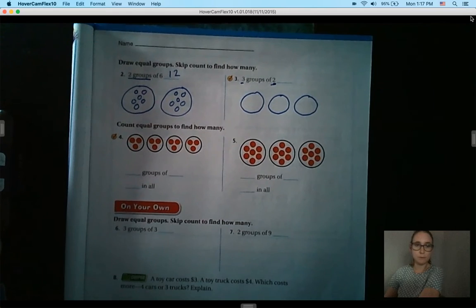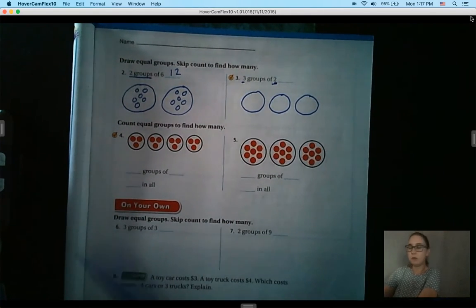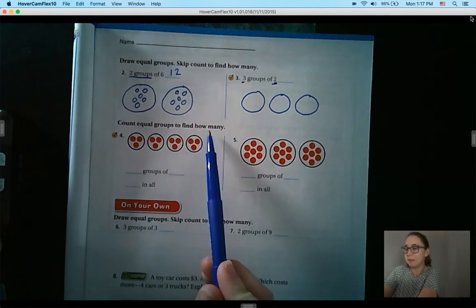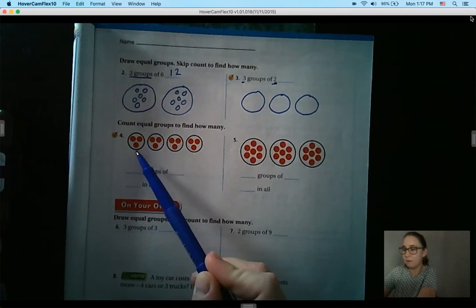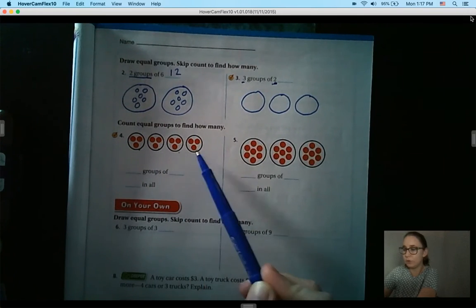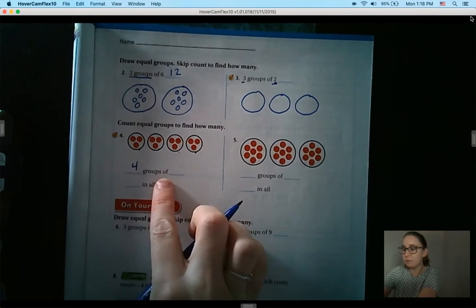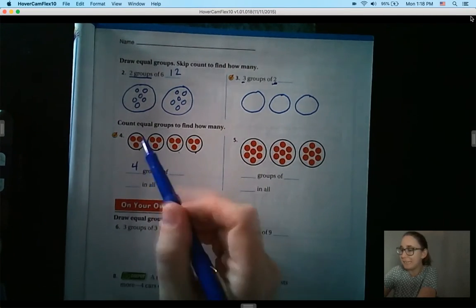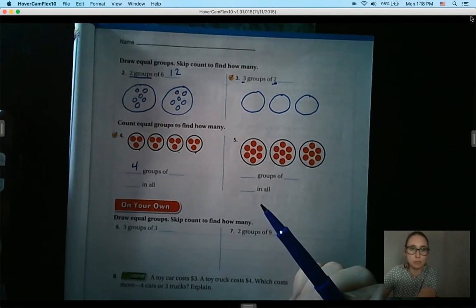Okay, so number 4, I'm going to do this one with you, and then I'm going to let you do number 5 by yourself. So count equal groups to find how many. This one gave us the groups. So how many groups do I have? 1, 2, 3, 4. So I have 4 groups. It says 4 groups of what? How many are in each group? So how many little circles do I have in my groups?